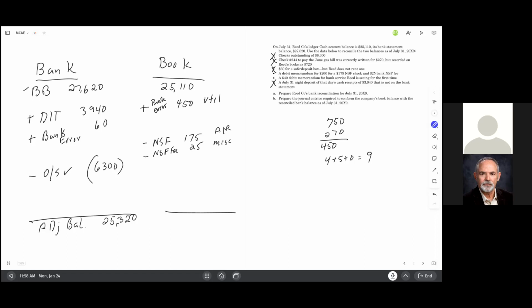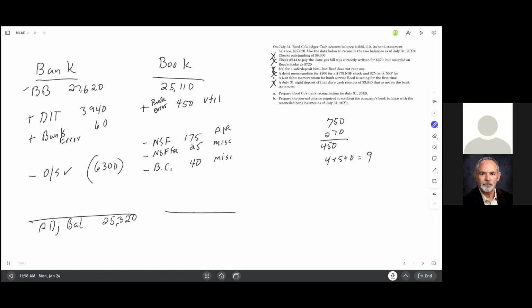And then what's left? Let's see. We got the debit memo, the NSF, and then a $40 debit memorandum for bank service charges. Well, that's an easy one. Always easy. Bank charges is $40, and that's going to go to miscellaneous as well. Although in my practice, I like to use bank service charges. I like to track my bank service charges.